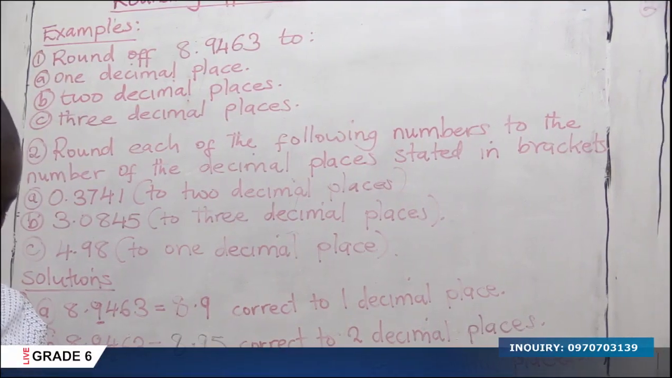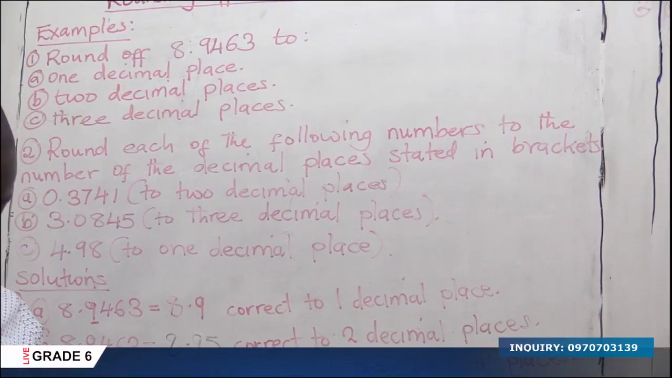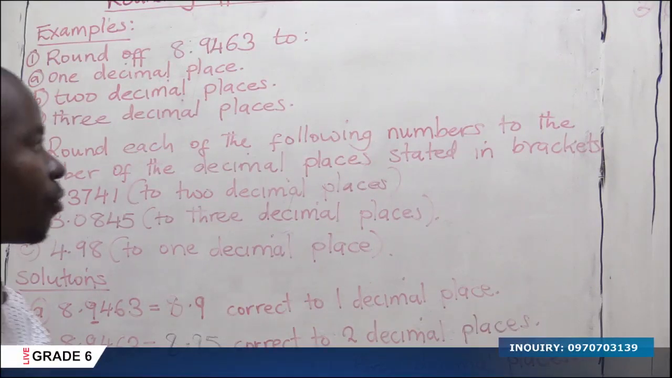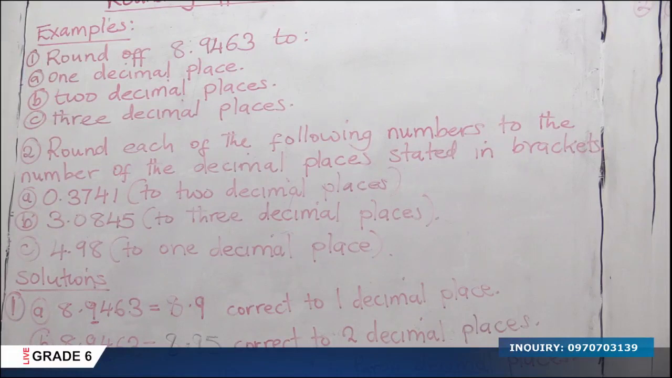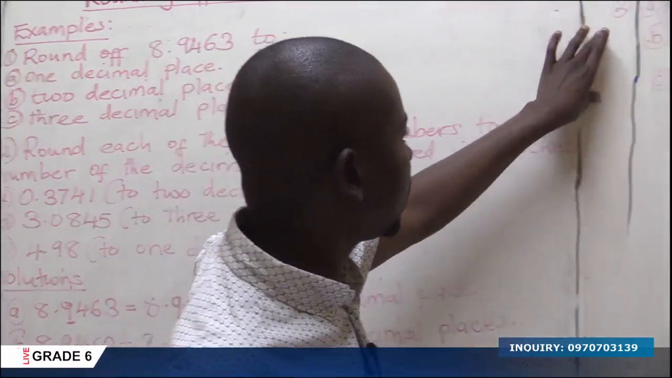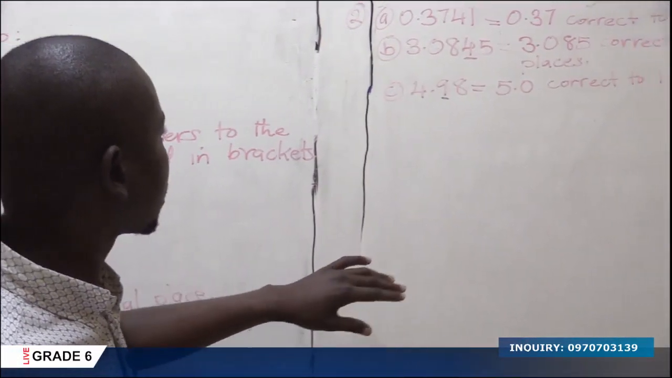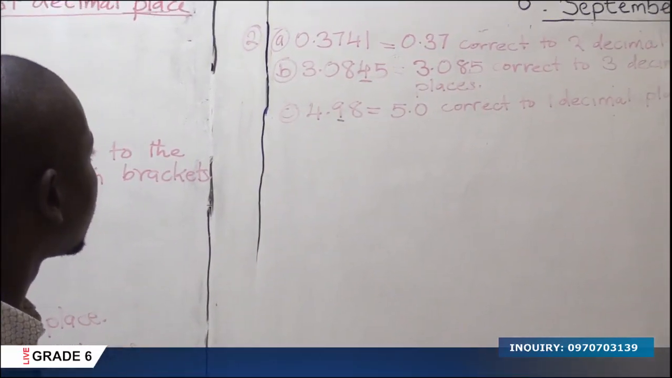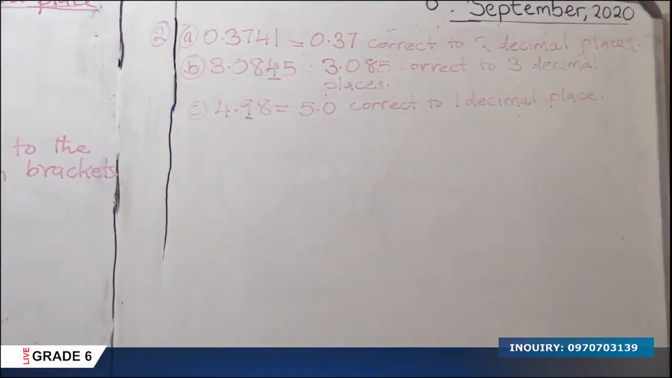This one says, why in question 2 did you carry 1 from 8 when rounding off? Okay, question 2 is this one. We did carry 1 from 8 when rounding off. All right.